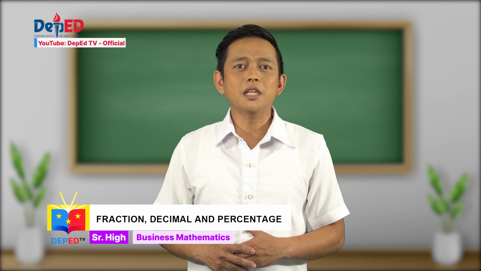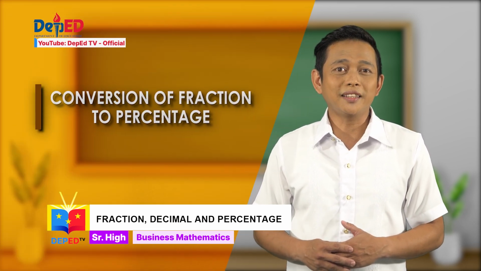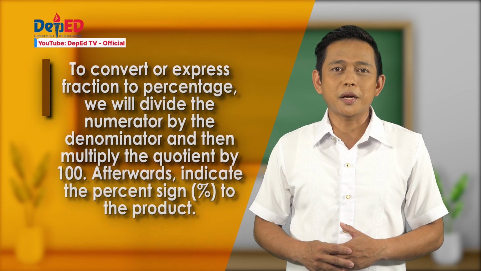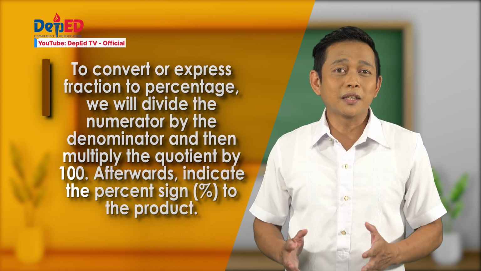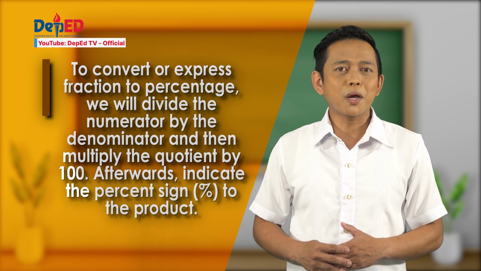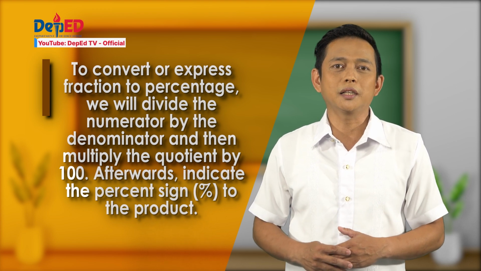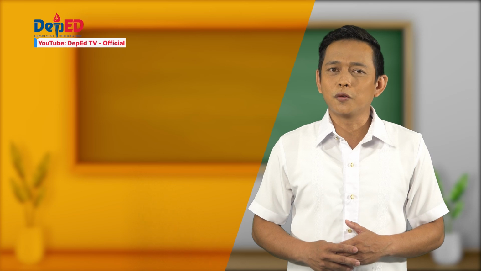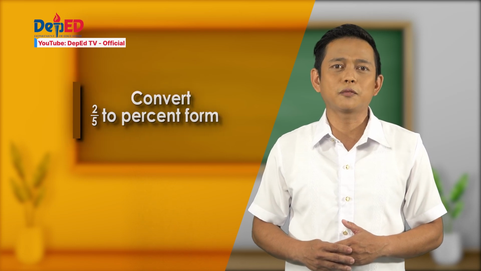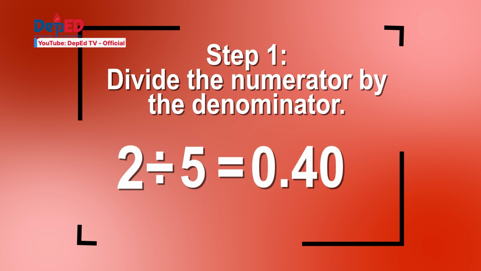Next, let us proceed on how to convert fraction to percentage and vice versa. Ready? To convert or express a fraction to percentage, we will divide the numerator by the denominator and then multiply the quotient by 100. Afterwards, indicate the percent sign to the product. For example, convert 2 over 5 to percent form. Step 1. Divide the numerator by the denominator. 2 divided by 5 is equal to 0.40.